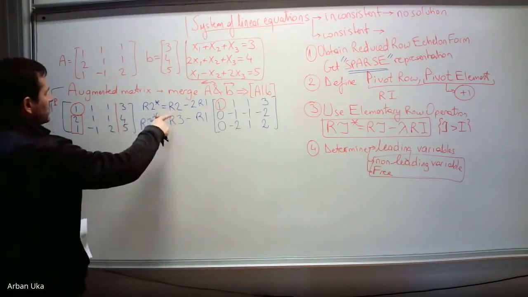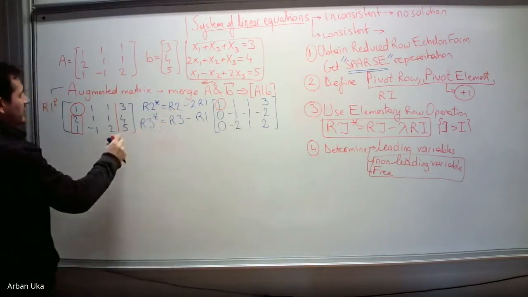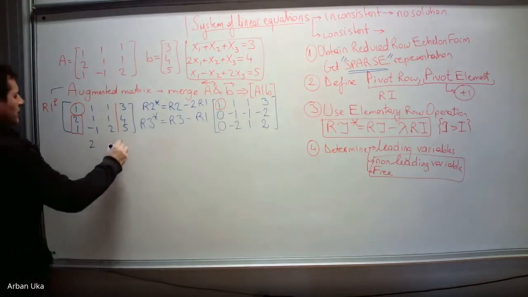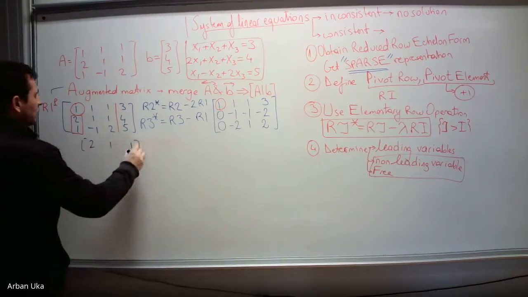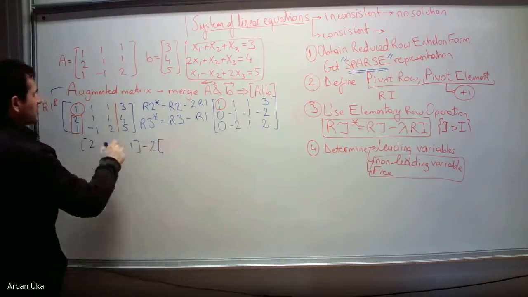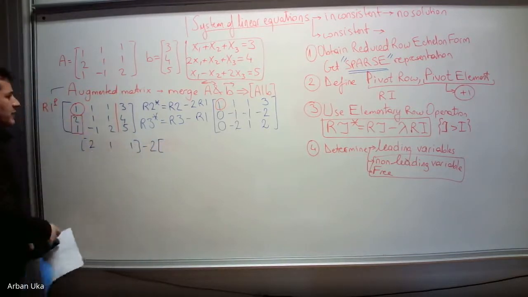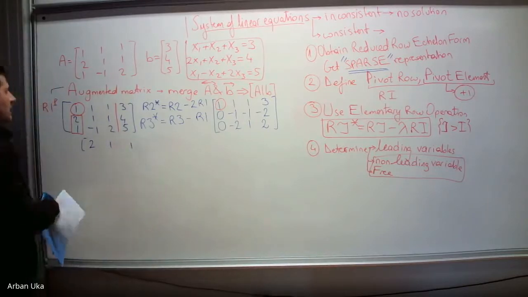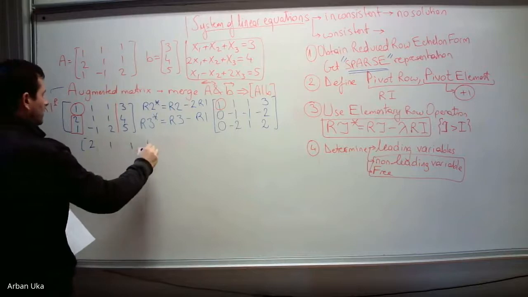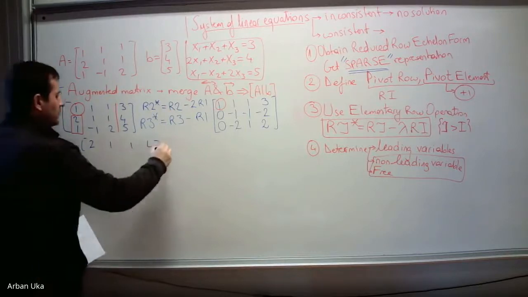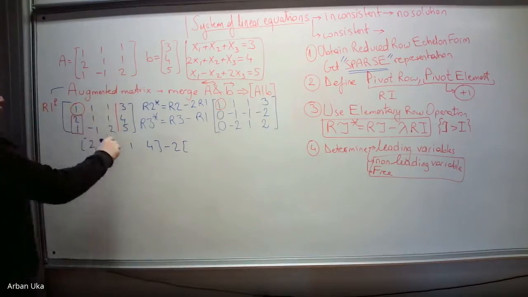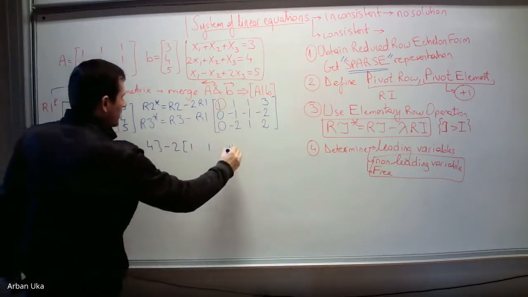Row 2 star is equal to row 2 minus 2 times row 1. So what is row 2? It is 2, 1, 1. Okay, this is the row. Minus 2 times row 1. Sorry, we have also the 4 here. We have 2, 1, 1, 4. So this is a vector. Minus twice the first row, 1, 1, 1, 3.